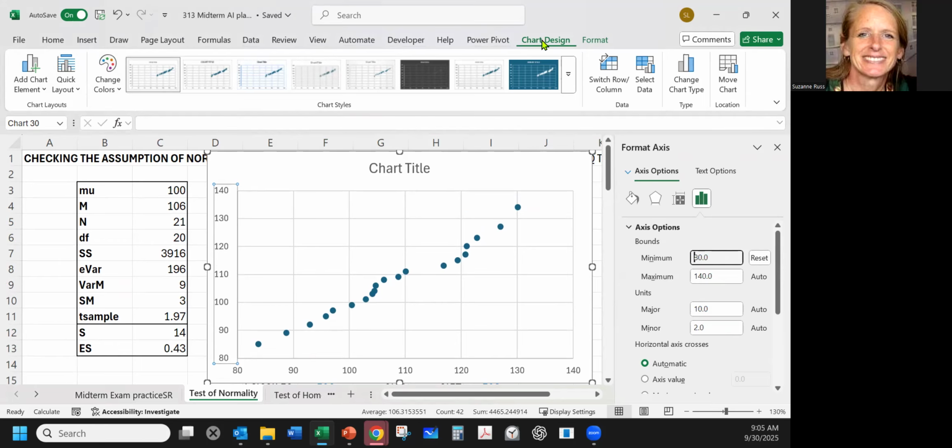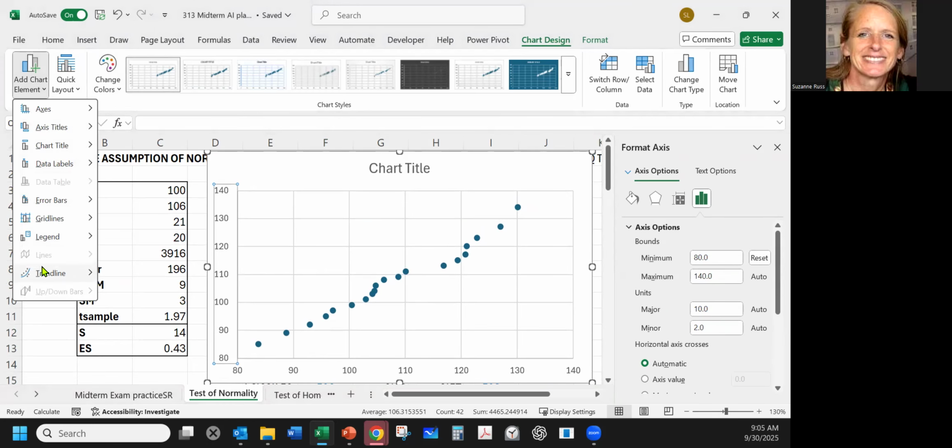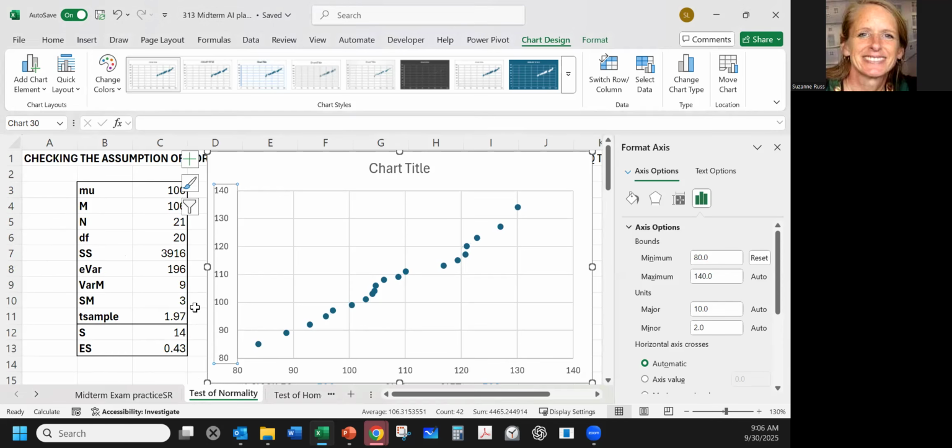Let's double check it by adding a chart element, a trend line, then we'll get that line that we saw in all those pictures. And this is what we see. So this is our QQ plot. It's based on one axis having the predicted score, the other axis having the actual score.